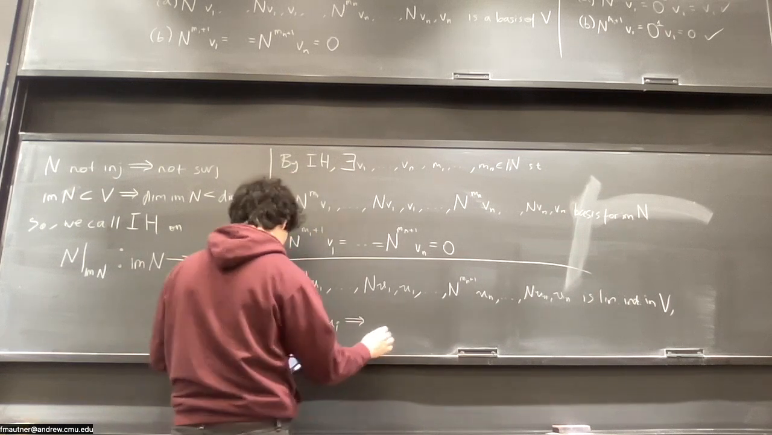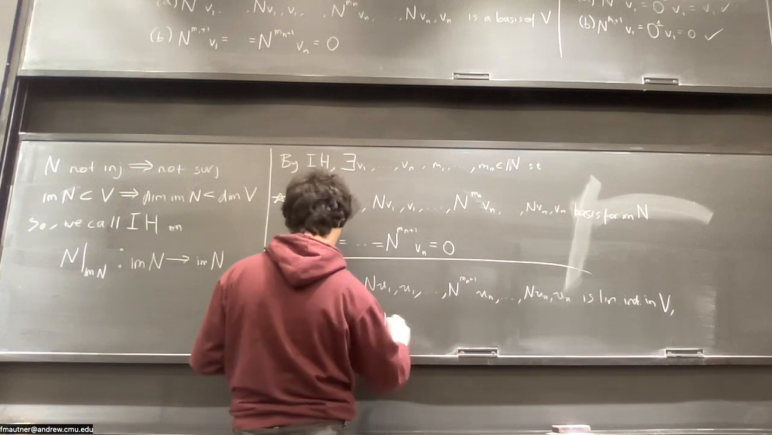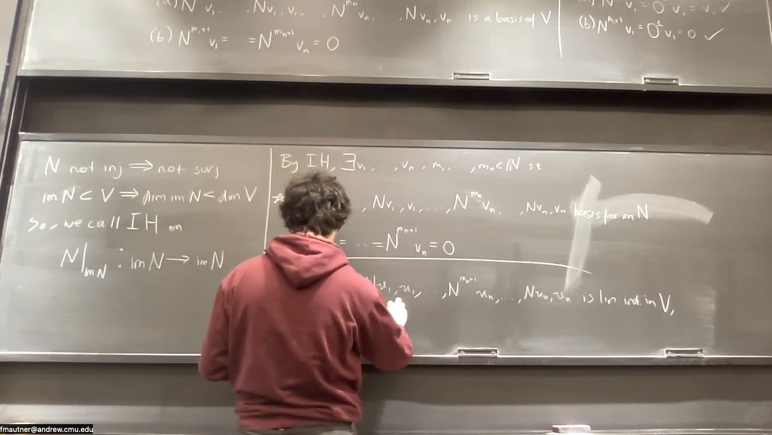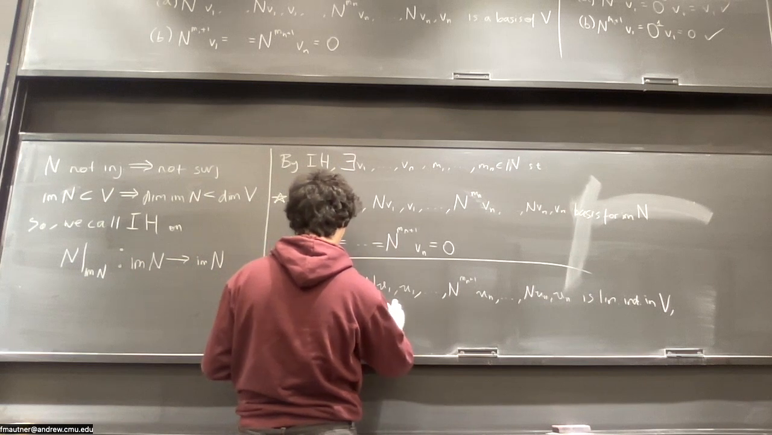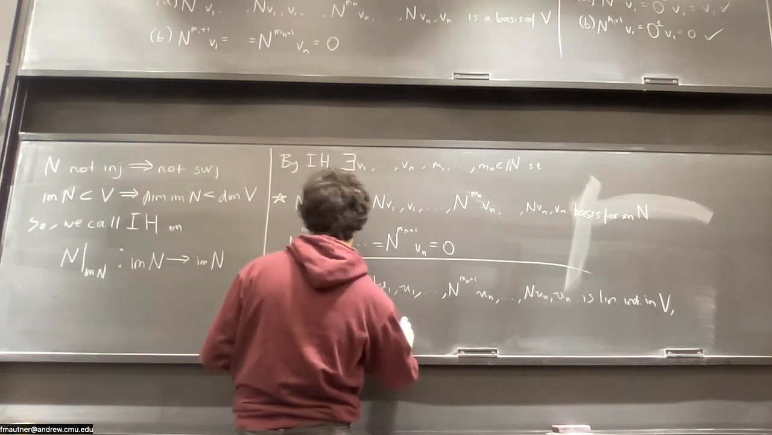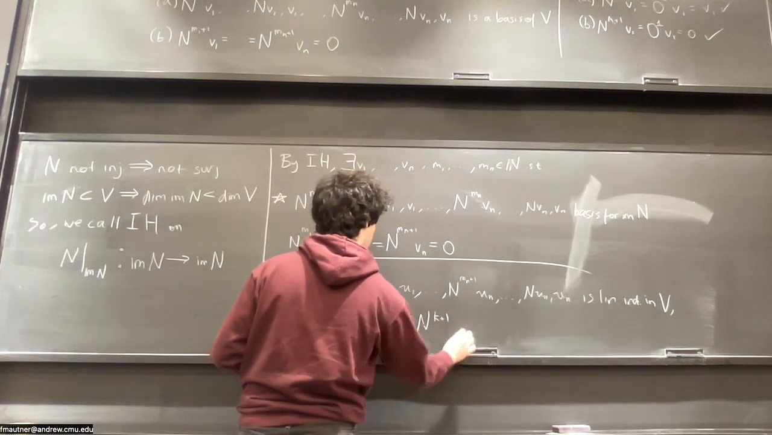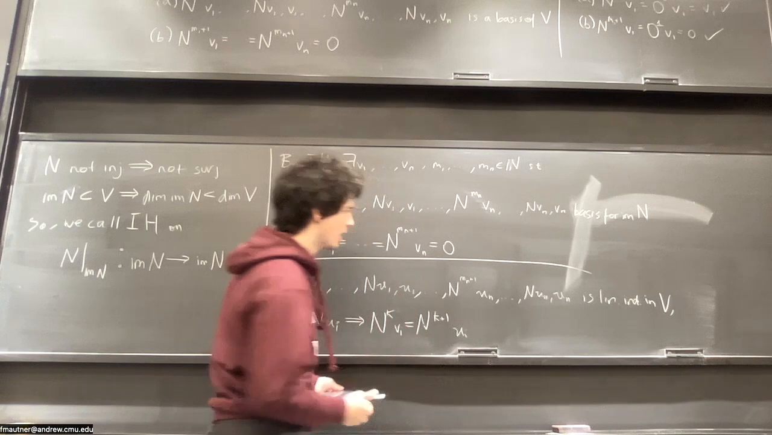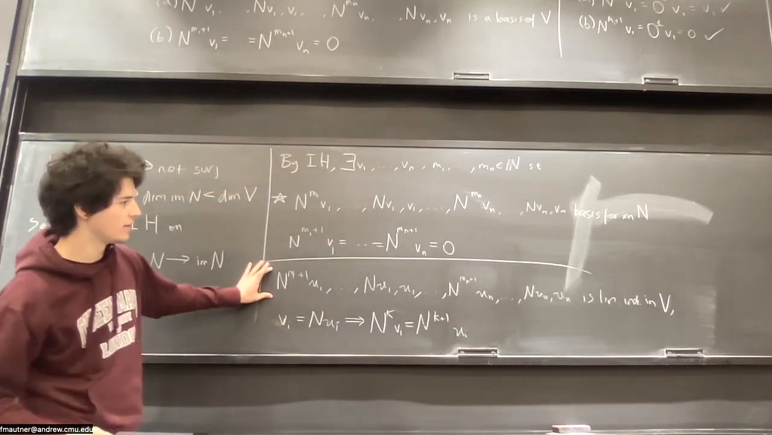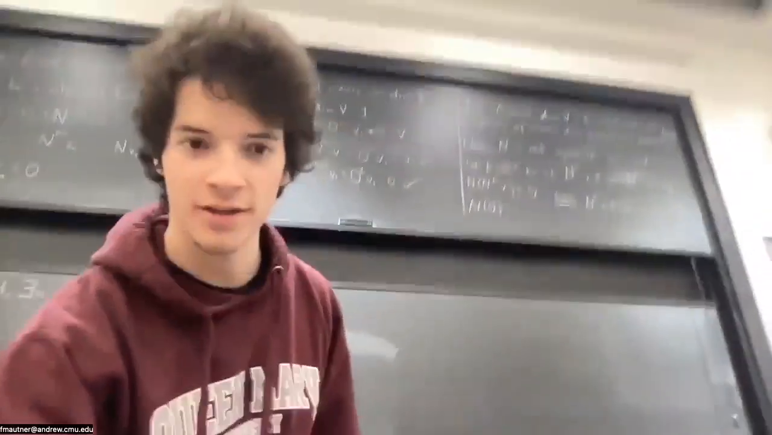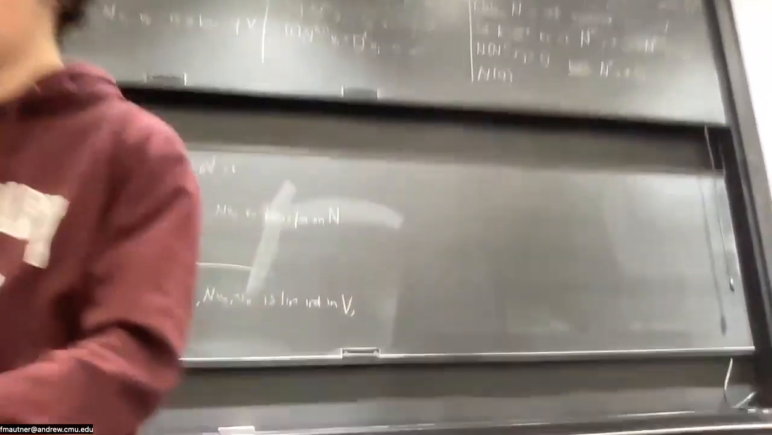And so what that's saying is that if we have some power of n applied to some v sub i, so that'll be just n to the k v sub i to be n to the k plus 1 u sub i. And so again, our claim is that this set here is linearly independent, and once we prove that, we'll be able to extend it into a basis. So let's do that here now on this board.